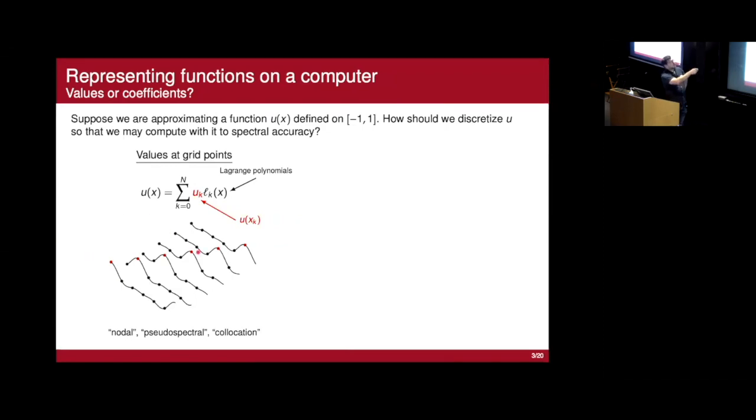And then these little u_k's, if I want to represent my function as a sum of these Lagrange polynomials, are just the values of u at these nodes. And so this is what I'm going to refer to as the value-based approach to spectral methods. Sometimes you'll hear words like pseudospectral, nodal, collocation. These all mean you're living on a grid somewhere.